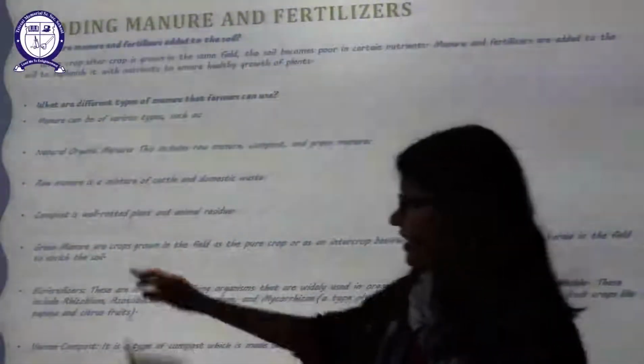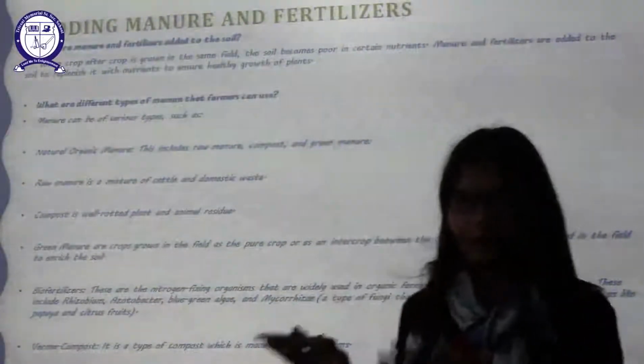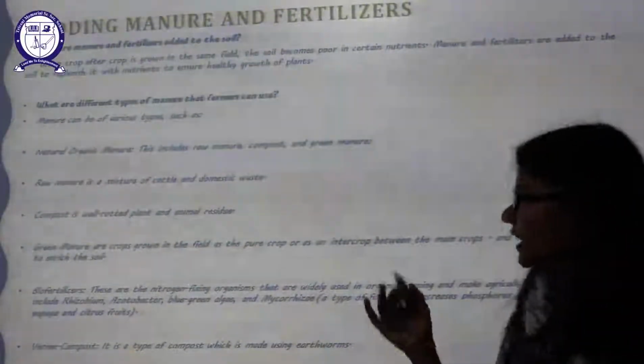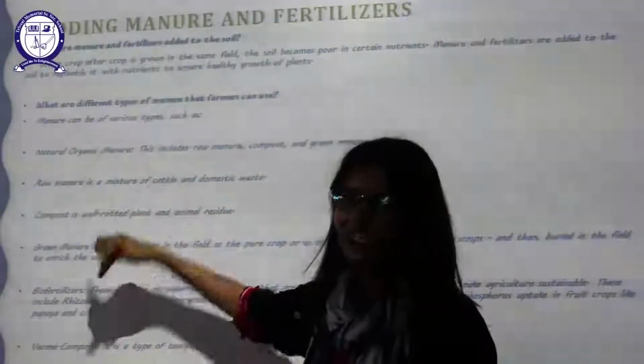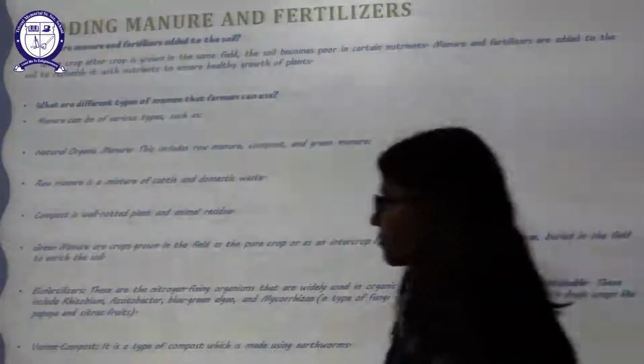So we sacrifice this green manure. We grow them along with your crop. Then after they die, we bury them inside the soil. So they are sacrificed for nutrient replenishment for your main crop. Next, biofertilizer.